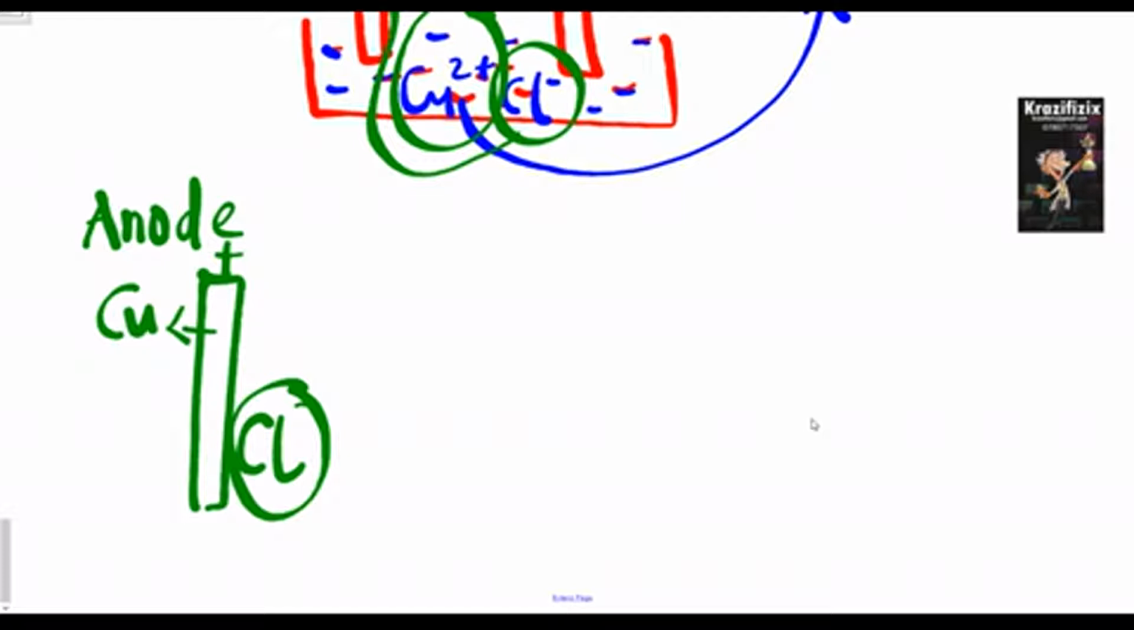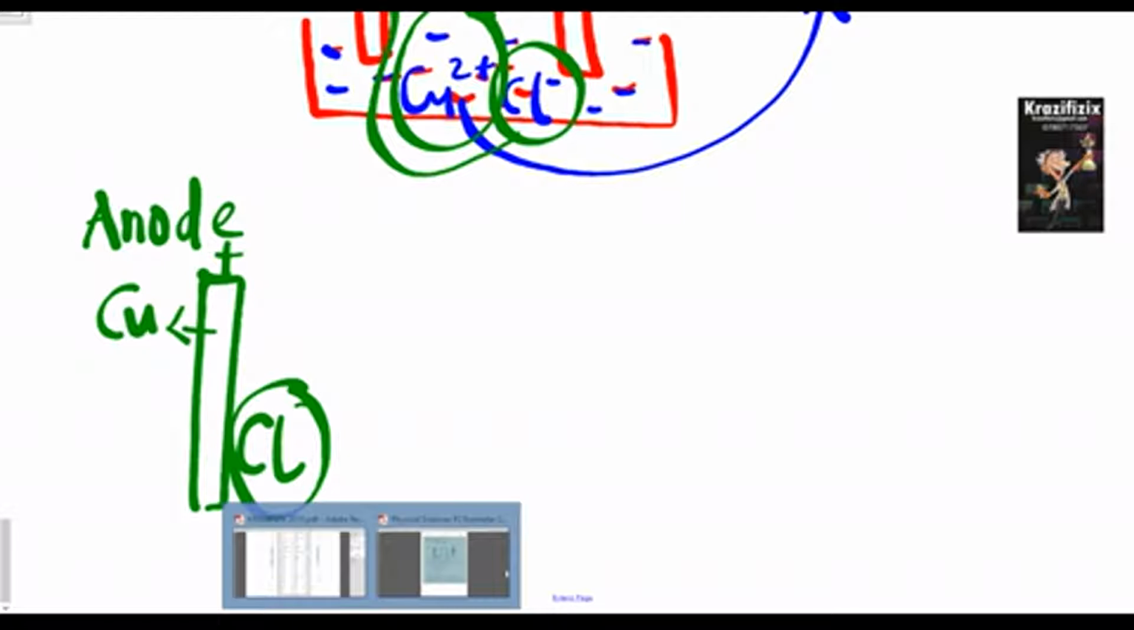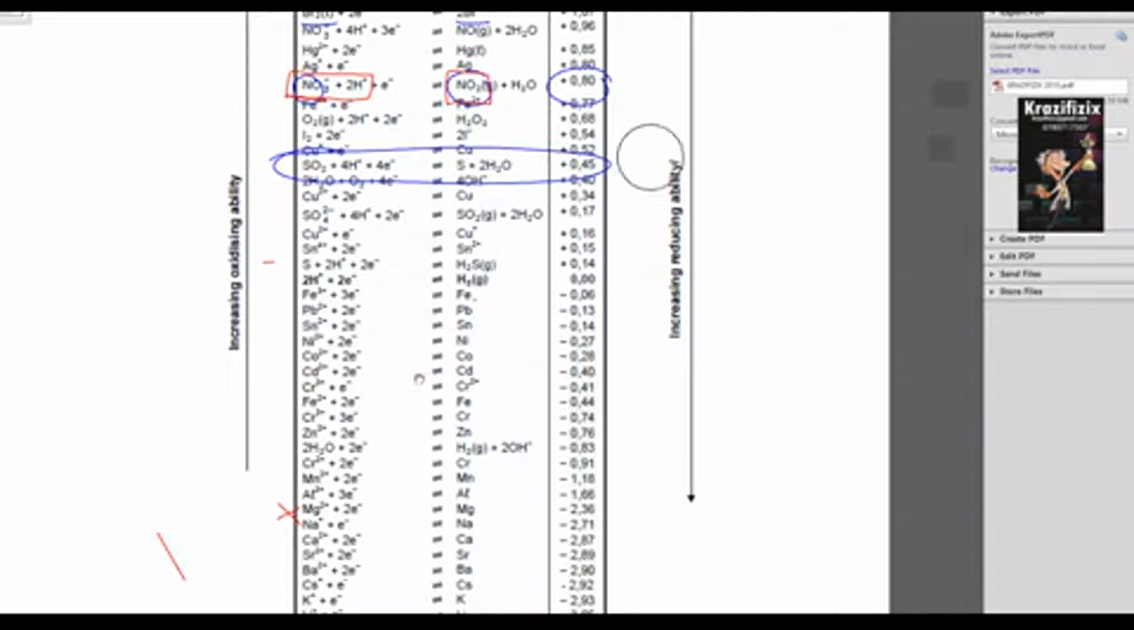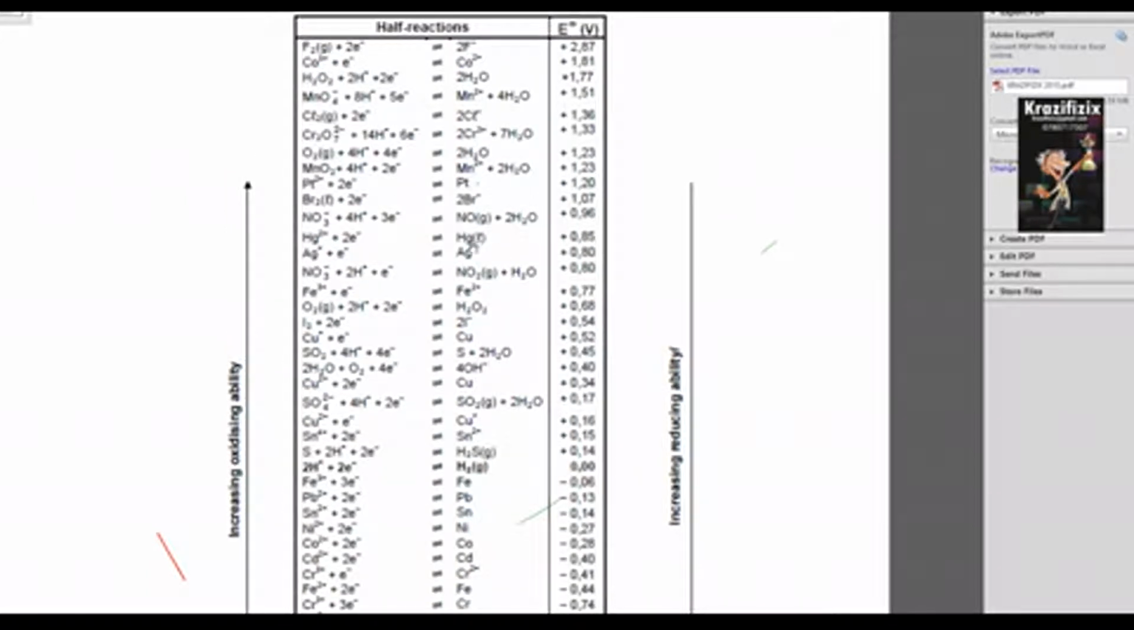Let's check something on our table quickly. Let's find chlorine. Already we know copper. We've been dealing with copper all along. Let's find chlorine.